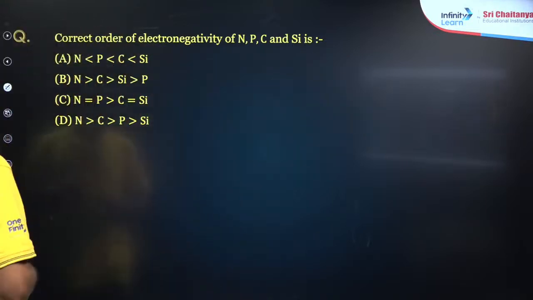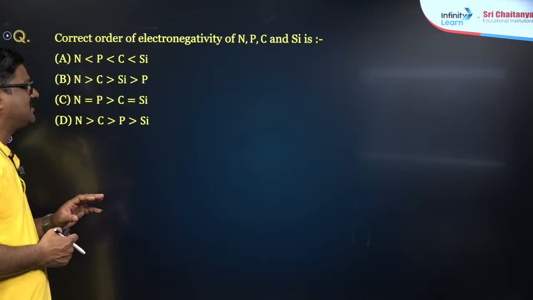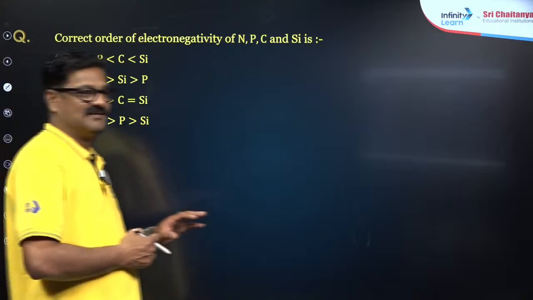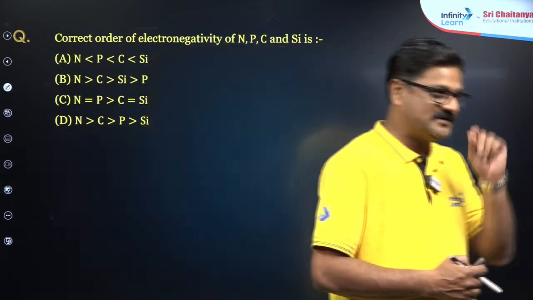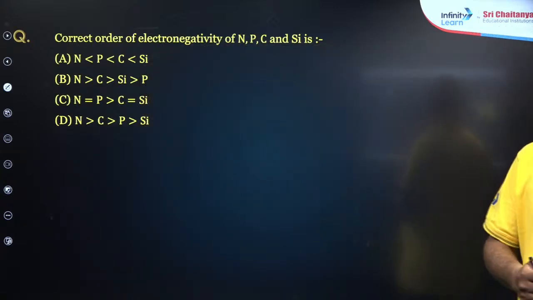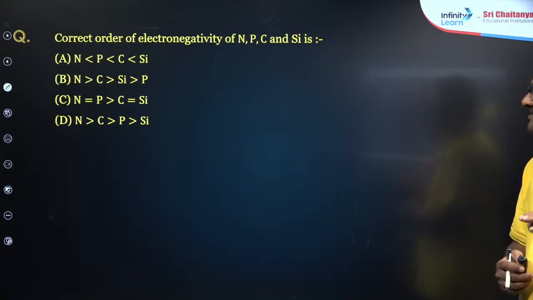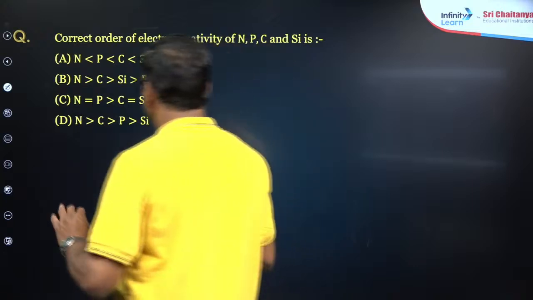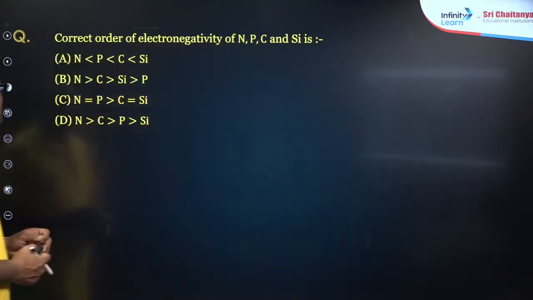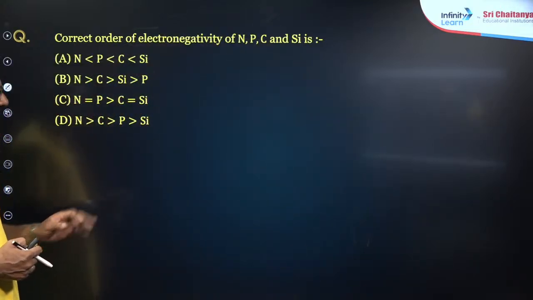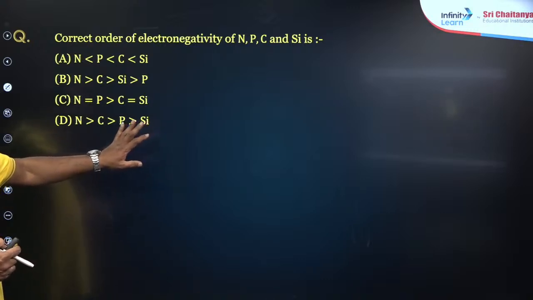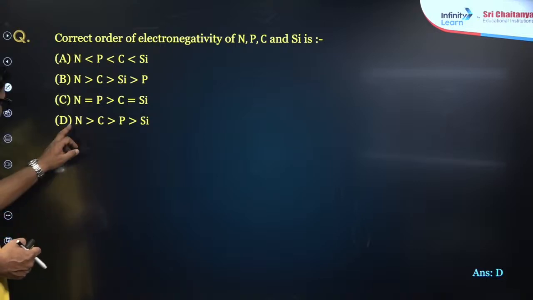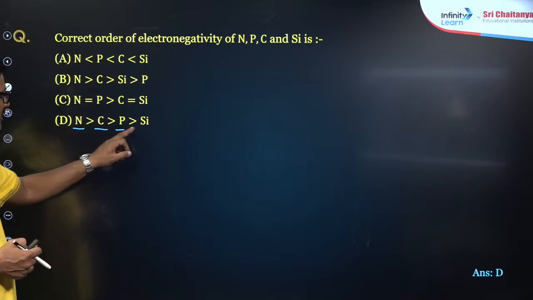So correct order of electronegativity of N, P, C, Si is... Nitrogen, phosphorus, carbon, silicon. So nitrogen is more electronegative than... You want me to show the electronegativity values as well. Now it is nitrogen is more electronegative than carbon, than phosphorus and silicon.